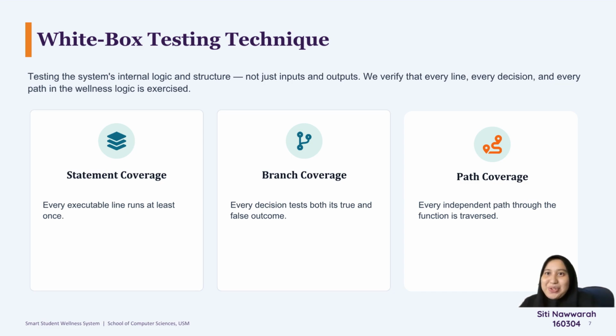For our testing, we use whitebox testing. This means we look inside the actual code, not just the inputs and outputs. We check every line, every decision, and every path in the wellness logic. We use 3 types of coverage. First, statement coverage. Every line of code runs at least once. Second, branch coverage. Every decision is tested both ways, true and false. And lastly, path coverage. Every possible path through the function is tested.